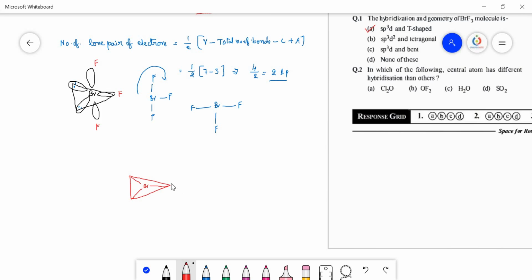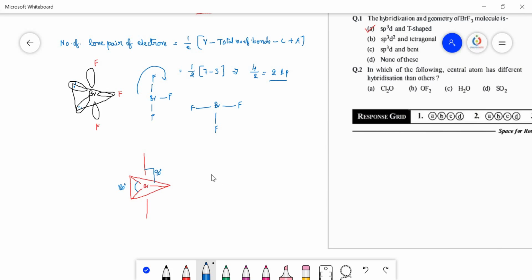So whatever these positions are, these positions and bromine will all be in the same plane, and one is above the plane, one is below the plane. So it is called trigonal bipyramidal shape. In this case, the angle between any two bonds present in the plane is almost 120 degrees. And here the angle between the pyramid and the plane is 90 degrees.